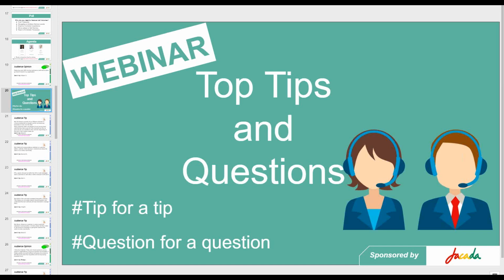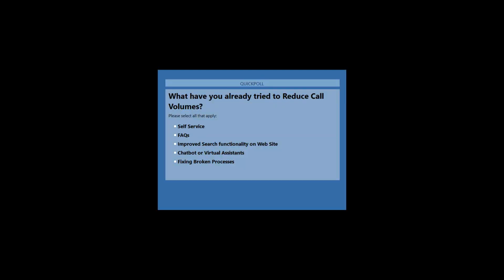So we're going to jump back, and we're going to start off with a little poll before we jump into top tips and questions. And that poll is: what have you already tried to reduce contact volumes? Have you tried self-service? Have you tried FAQs? Have you tried improved search functionality on your website? Have you tried using a chatbot or virtual assistants? Or have you tried fixing broken processes? You can vote on more than one element on here.